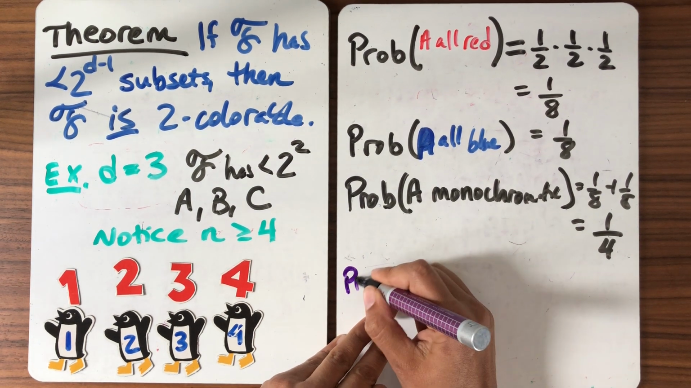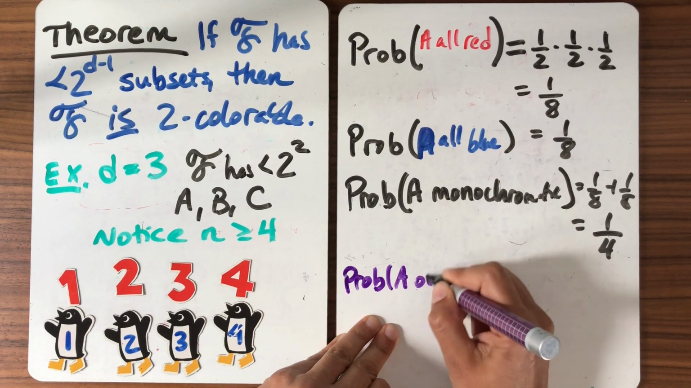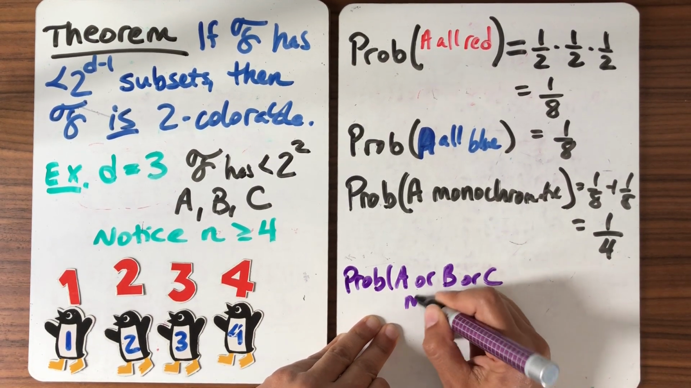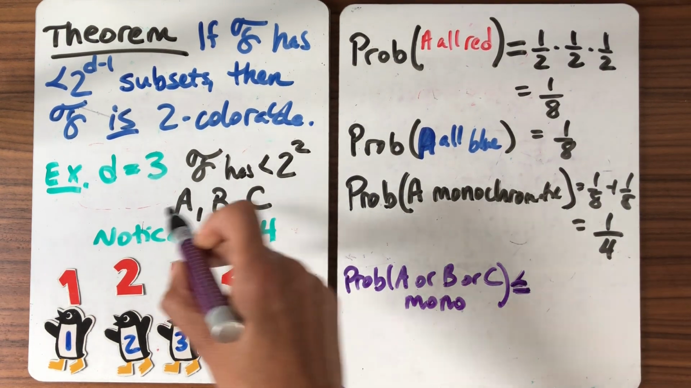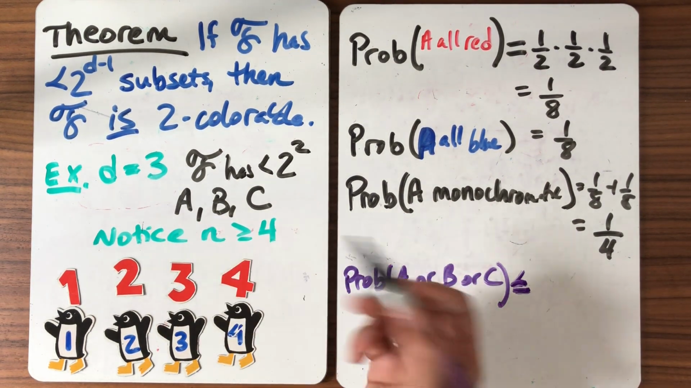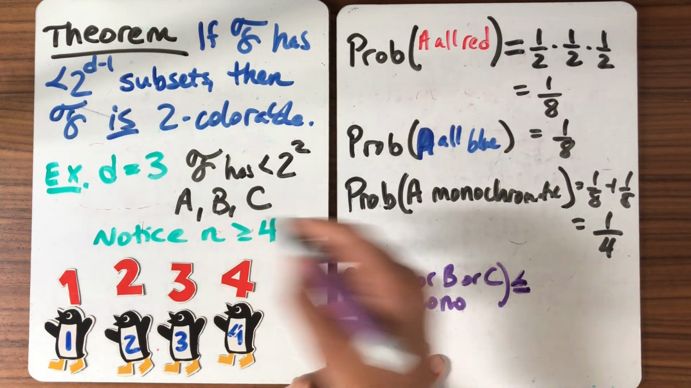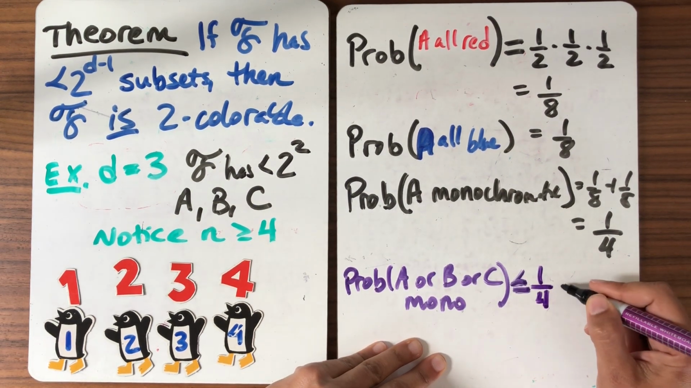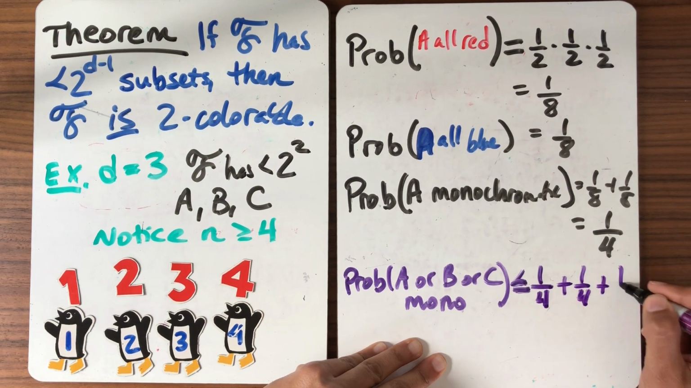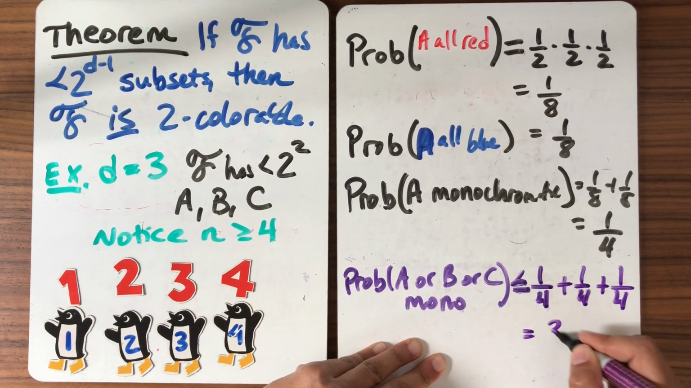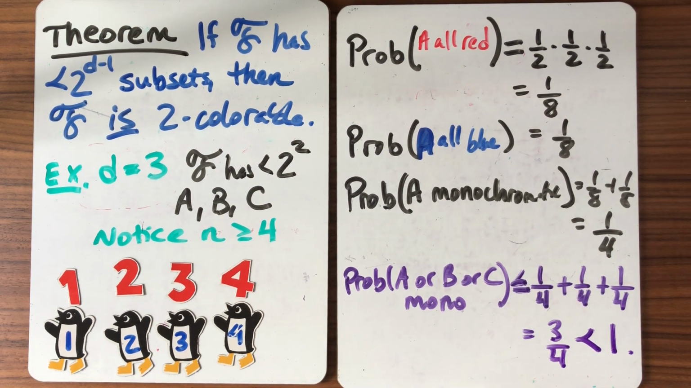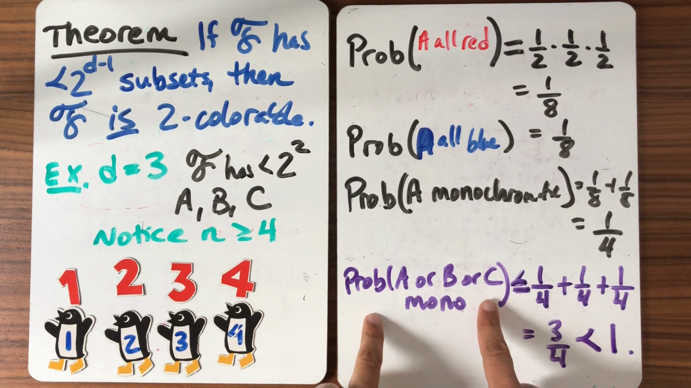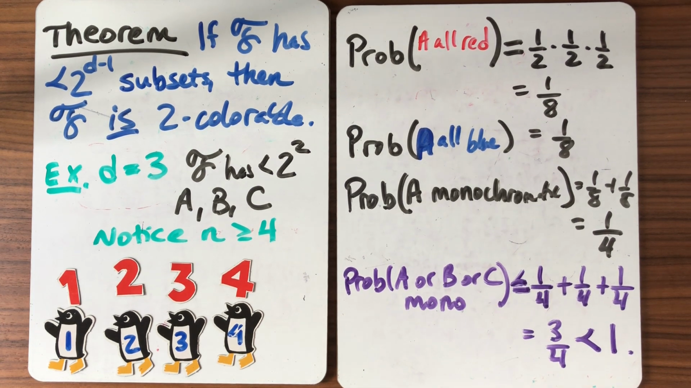So the probability that A or B or C is monochromatic is at most, these aren't necessarily independent, but in the worst case they are, so it's at most 1/4 for A plus 1/4 for B plus 1/4 for C, which is equal to 3/4, which is strictly less than 1. So the probability that I have a monochromatic set is less than 1. That means it's possible that I don't.